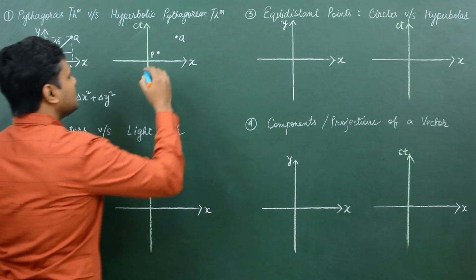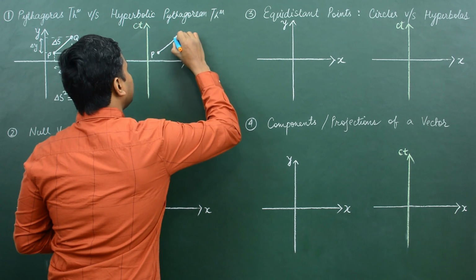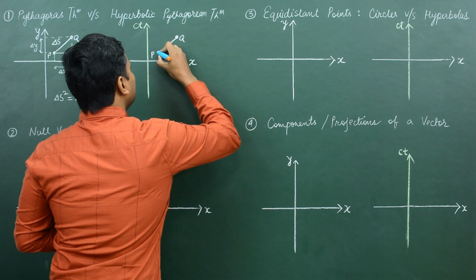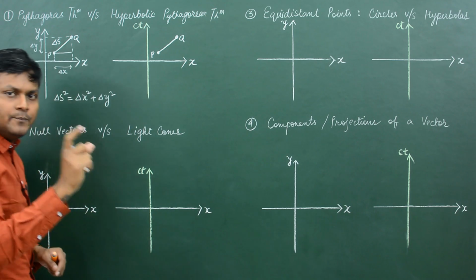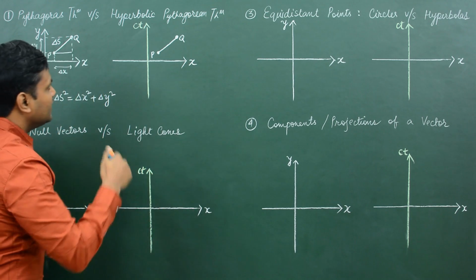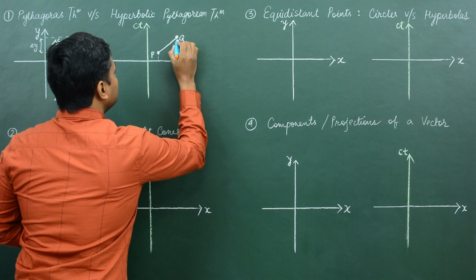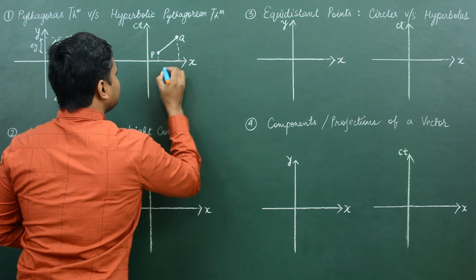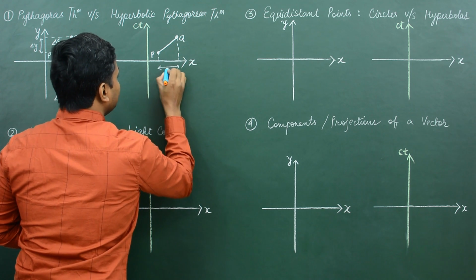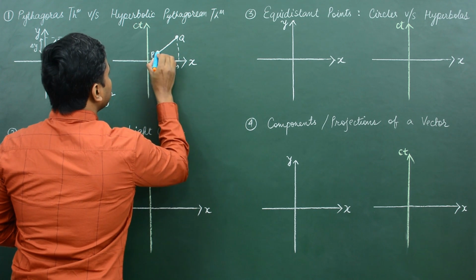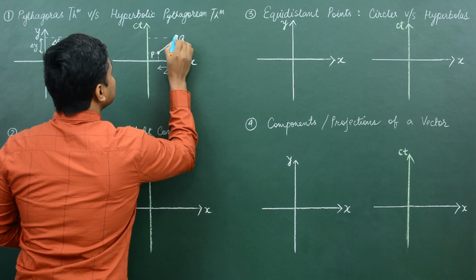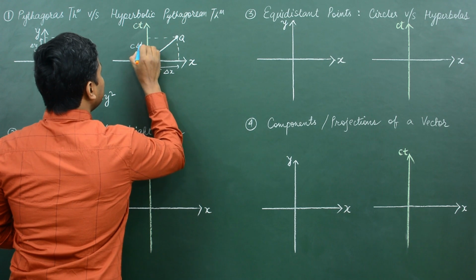Now, if I draw some kind of a line segment or a vector between P and Q, and I want to find out what is the length of this line segment, then we will have, as usual, the projection of this vector onto the x-axis, that will give me del x. The projection of this vector onto the ct axis, that will give me c del t, because c is a constant.